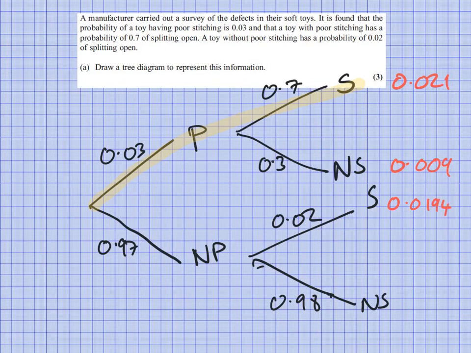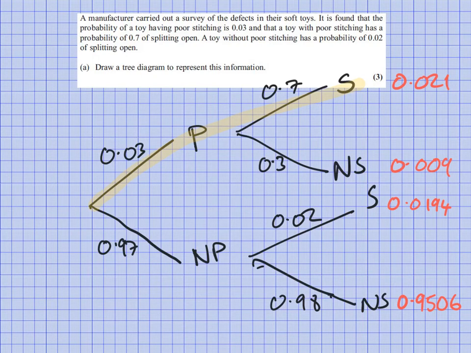And finally, the probability of good stitching and not splitting is 0.9506. Okay, good. That's answered that question completely.